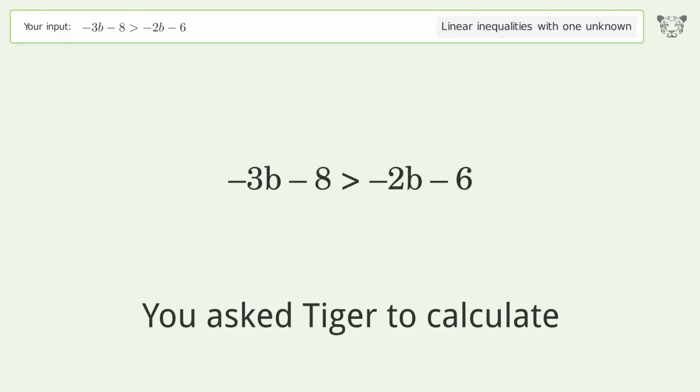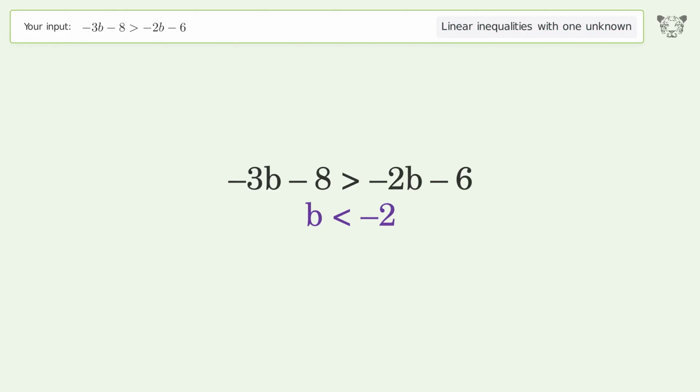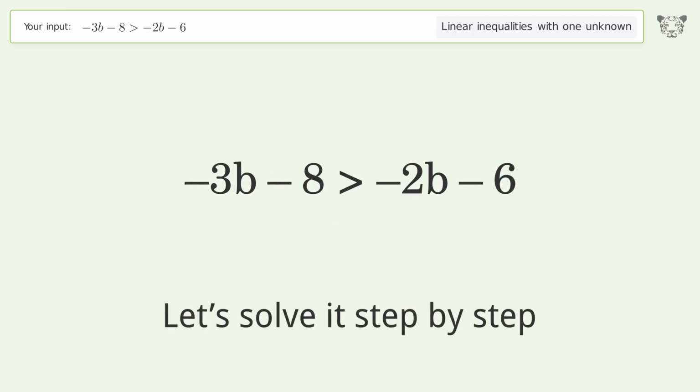You ask Tiger to calculate. This deals with linear inequalities with one unknown. The final result is b smaller than -2. Let's solve it step by step.